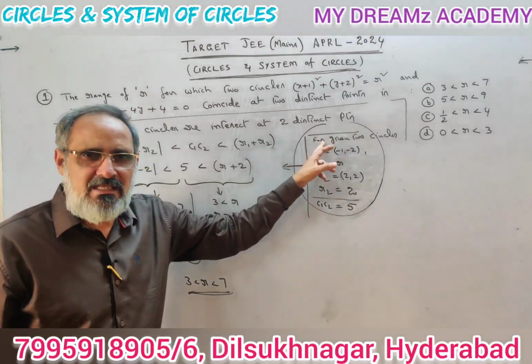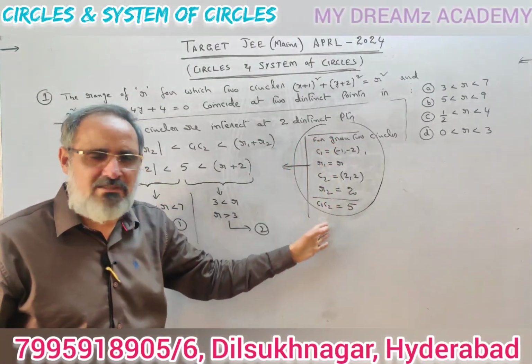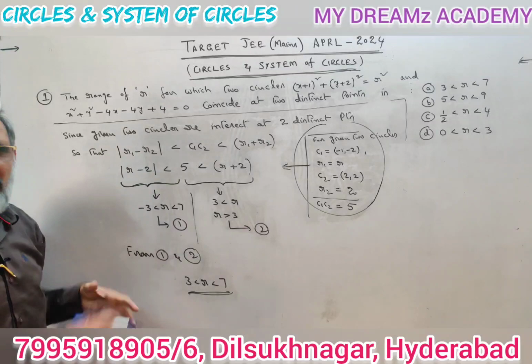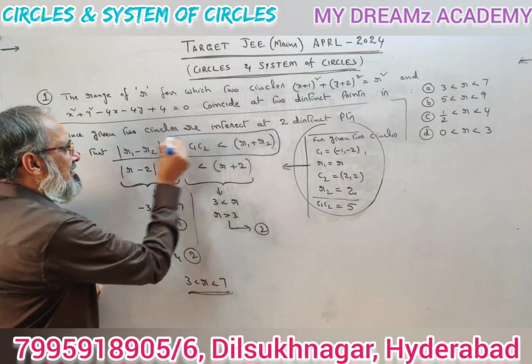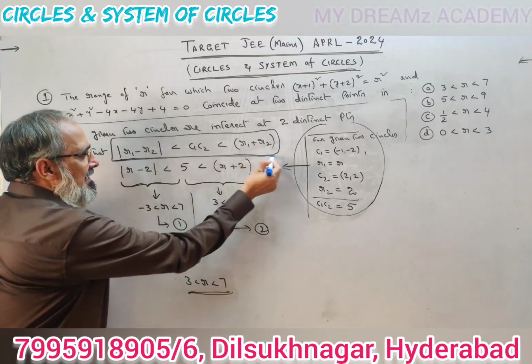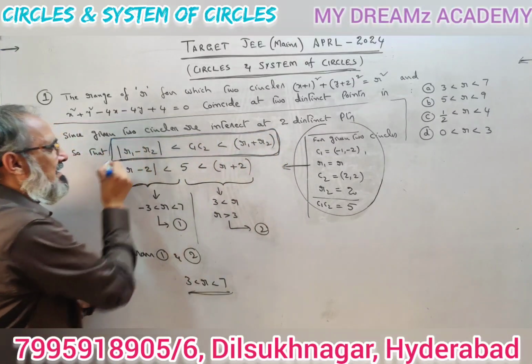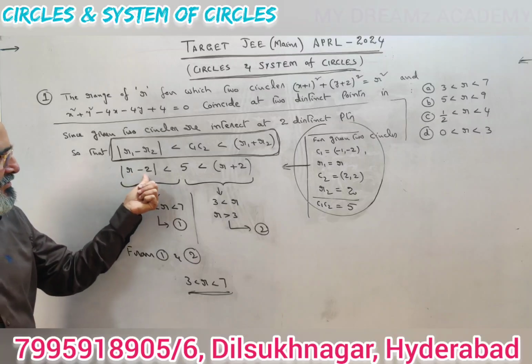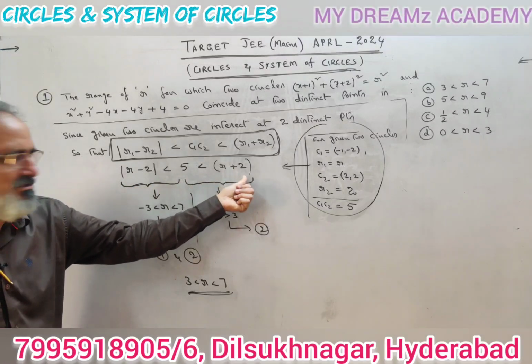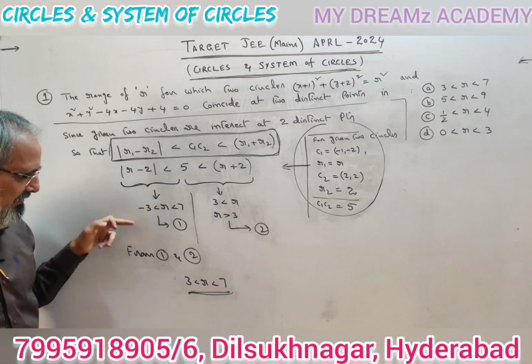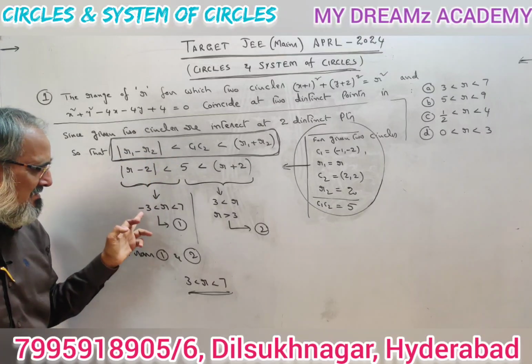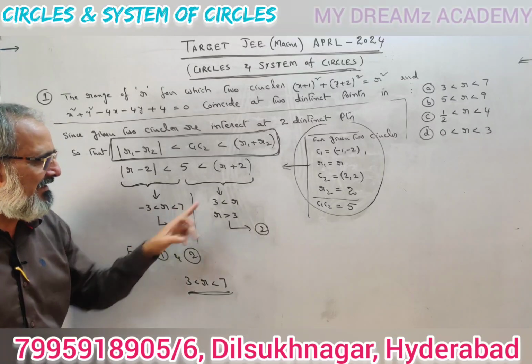Once you have identified C1, C2, R1, R2 and the distance between them, just place them in this result. This is the result for whenever two circles intersect at two distinct points. R minus 2 less than 5 less than R plus 2. Simple. Solve these two first, you get one inequation: minus 3 less than R less than 7.